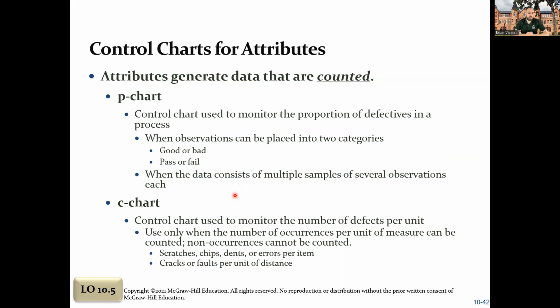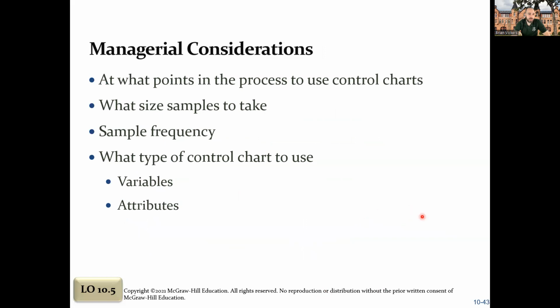And then a C chart would be used to measure the number of defects per unit. So this is when you can have multiple different types of defects on one unit. So number of scratches, number of chips, number of dents, how many cracks or faults, right? A non-occurrence wouldn't be counted, but the number of occurrences on one item. So we're not going to cover those 2, but you might get asked a question about when is a P chart or when is a C chart the best chart choice on your quiz. So be aware of those ones.